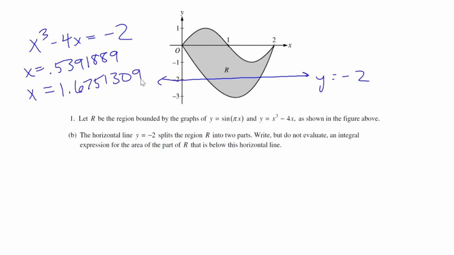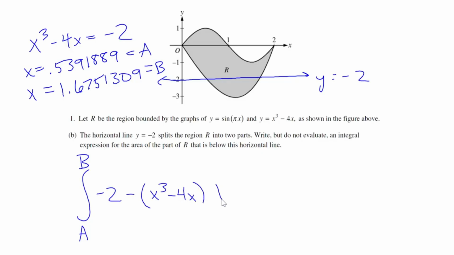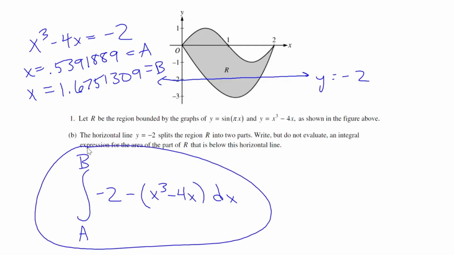So we have our intersection points, and now we just need to integrate from the first one to the second one. And I'm just going to call this A and B so I don't have to rewrite them here. And you can do that on the AP test or on my tests. And we just want the upper function, which is -2, minus the lower function, which is x cubed minus 4x. And it says that we don't need to evaluate it. So that is our final answer.